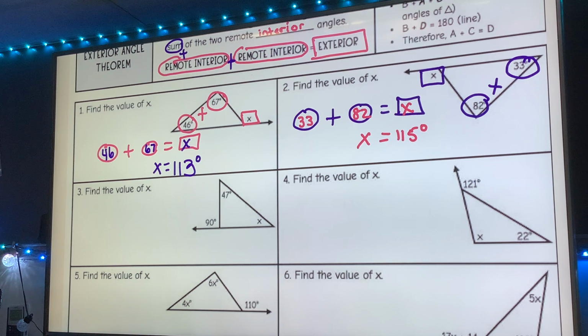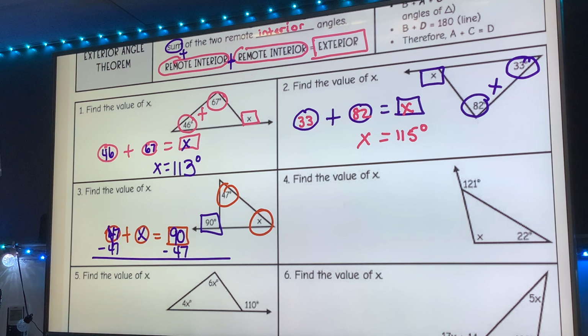Okay, now for number 3, you're going to circle 47, and then you'll also circle your x. And then you'll have to box 90. So your circle plus your circle equals box. So 47 plus x equals 90. So we'll have to subtract 47 from both sides to find out our x. So you get that in your calculator, 90 minus 47, and your x equals 43 degrees.